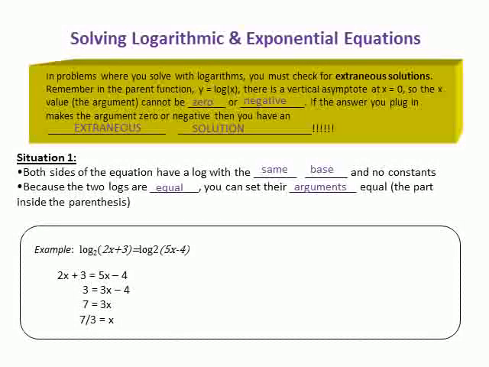7/3 times 2 is 14/3 plus 3, which is definitely not a negative number. 5 times 7/3 is 35/3, which is much bigger than 4, so it again will be positive. And if you plug those both in, you'll get the same answer on both sides. So we know that 7/3 is our answer.